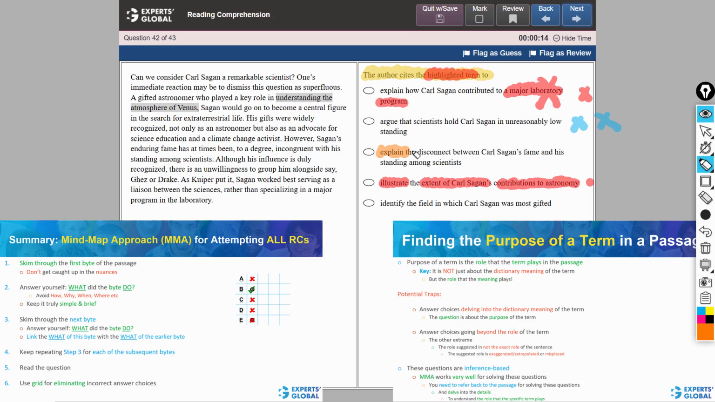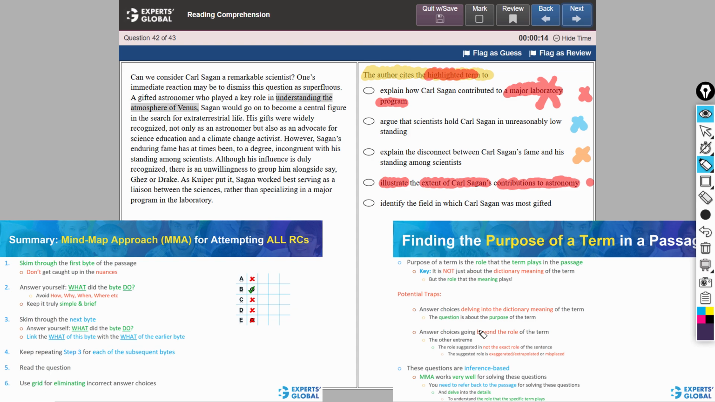To explain the disconnect between our scientist's fame and his standing among scientists has been discussed much later in the passage. This is not relevant to the highlighted term here. Incorrect. Answer choice E is a very interesting answer choice, a big trap.